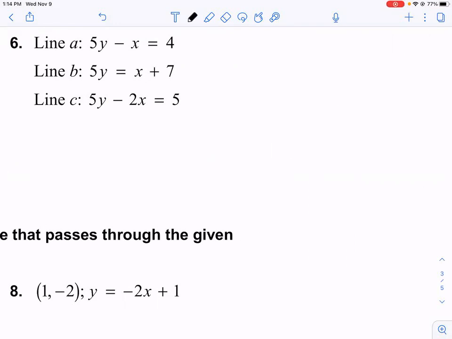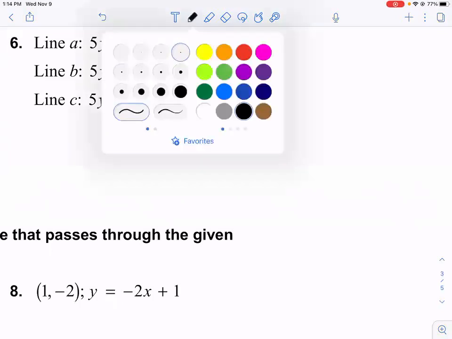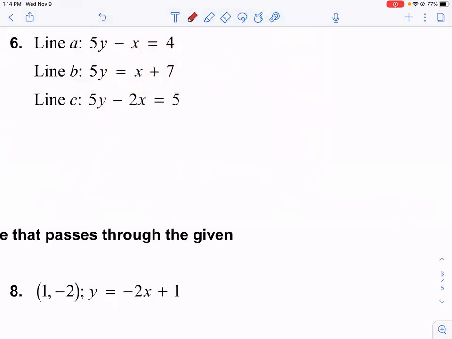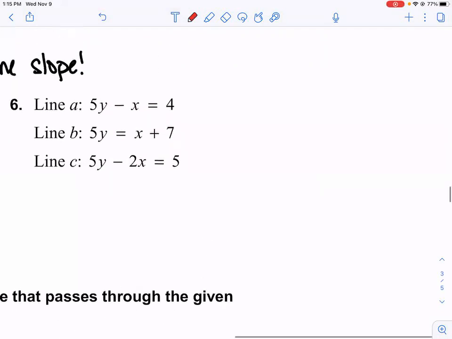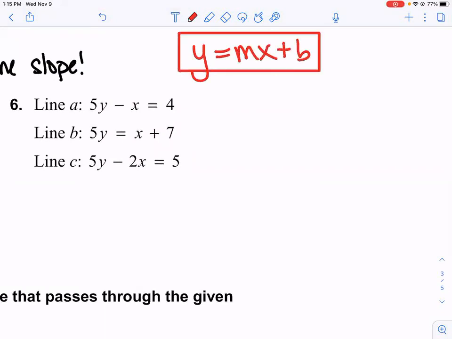All right, eyes up here. If we have the equation of a line, how do we pick out its slope? Colin? Y equals mx. There's a way for us to find slope. If we have an equation, y equals mx plus b.